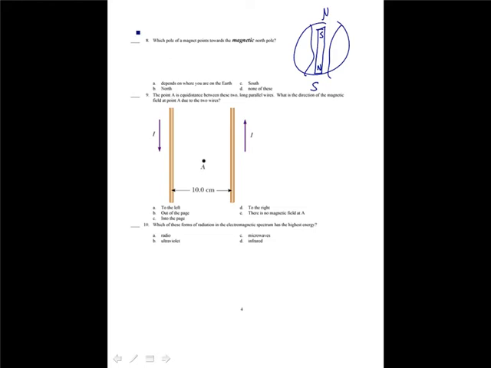So the answer is south, and that's option C. The point A is equidistant between these two long parallel wires. What is the direction of the magnetic field at point A due to the two wires?